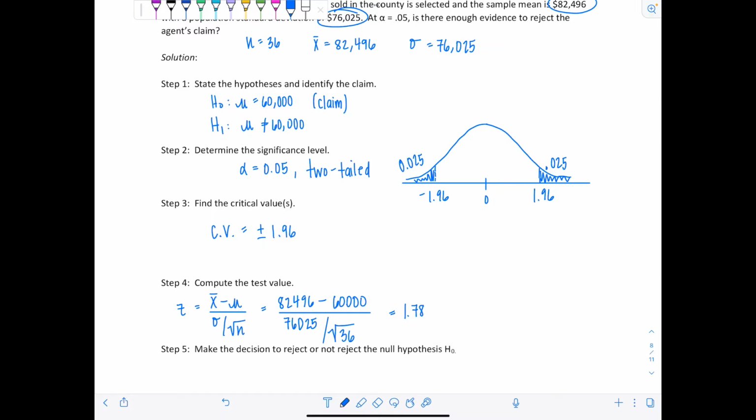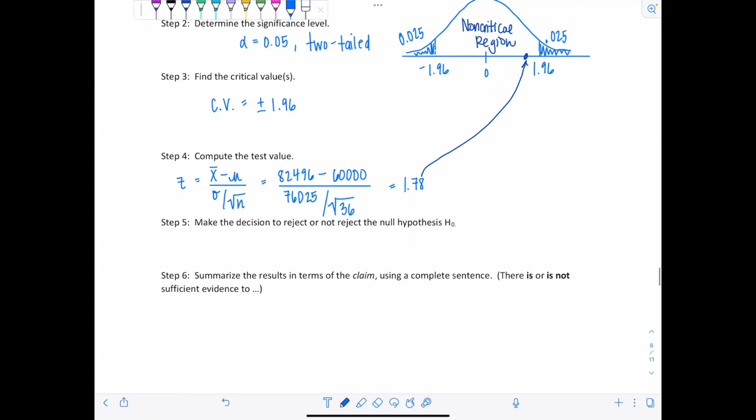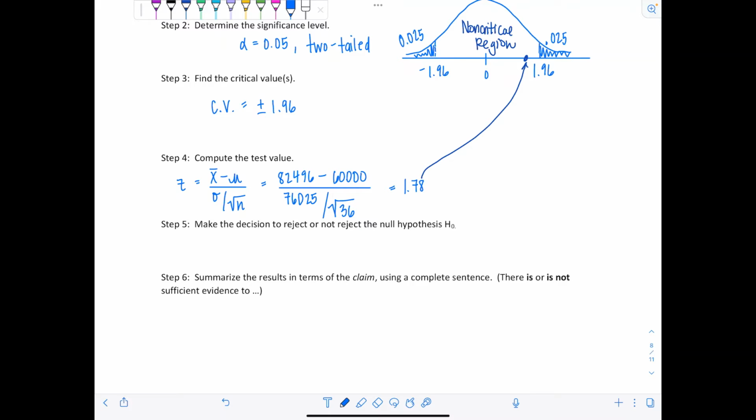So let's see, in which region is 1.78 gonna fall? 1.78 is somewhere around here, yeah? And remember, this is the non-critical region or non-rejection region. So that means our decision is that we fail to reject the null. We're not in the critical region. Our test value is not more extreme than the critical value. So we're going to fail to reject the null. We don't accept the null. Do you see that? We just failed to reject it. We can't say it's false.